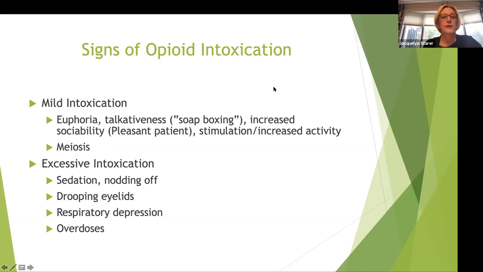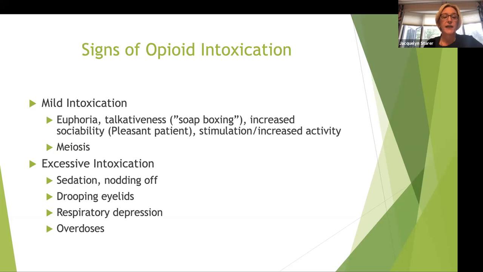You also should be very familiar with signs of opioid intoxication. There's mild intoxication, which might be difficult to pick up on. This is what I was referring to before. A patient may be feeling euphoric, may just be very talkative. That's referred to in slang as soapboxing, like they're up on a soapbox talking to people. Their sociability is increased, so they're going to be very pleasant, and they're stimulated, so they may have increased activity. This is counterintuitive to most people who are not familiar with it. We always think of it as sedating, but it actually isn't at the mildly intoxicating doses. But you will see miosis, which is constriction of the pupil. So pupil exam is always an important part of an exam when you're thinking of opioids.